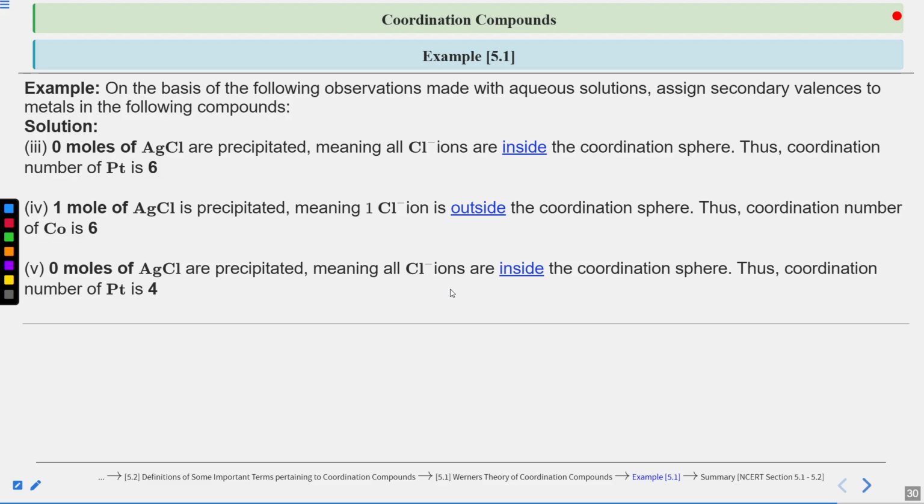Okay, so this is how you can determine the secondary valency of each and every complex. If the structure is not given properly, but the precipitate information is given, then you can consider that, and by considering that, you can calculate the number of ions that are going to be present inside or outside the coordination sphere. That is going to help you in determining the coordination number of the central metal ion after calculating the number of ligands that are surrounding the central atom or ion in the complex.